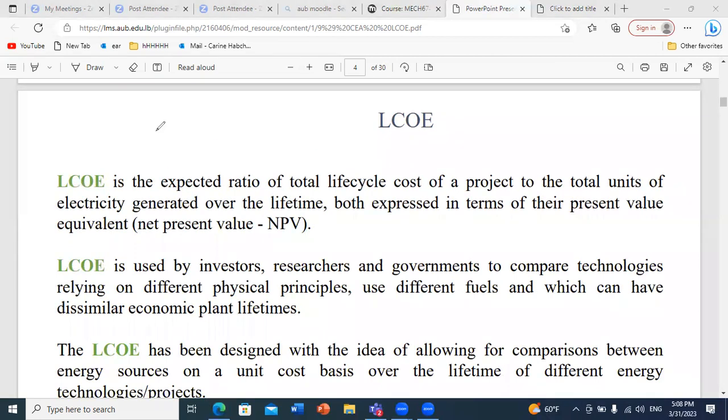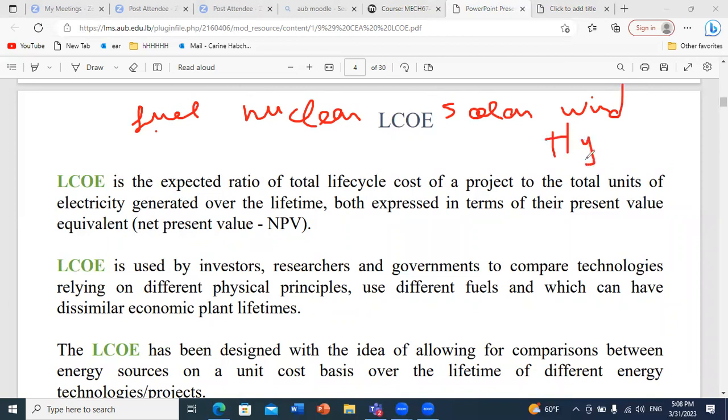You know that electricity can be produced using fuel, nuclear energy, or renewable energy, and in renewables we can talk about solar, wind, and hydropower, and these approaches are really very different. So how can we compare them? In order to compare them, we'll calculate on the economic level for each of them the net present value, and we'll divide by the units of electricity produced. So per, let's say, kilowatt hour or megawatt hour, etc.